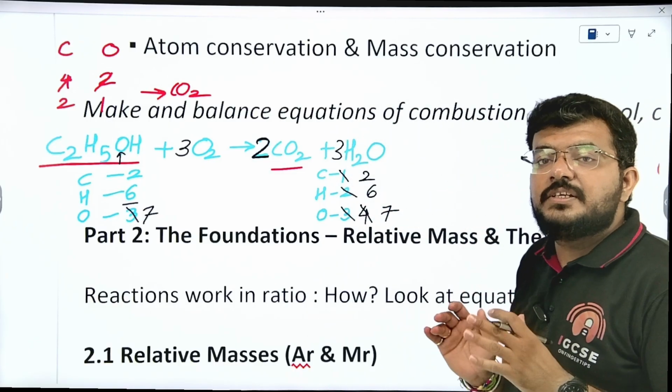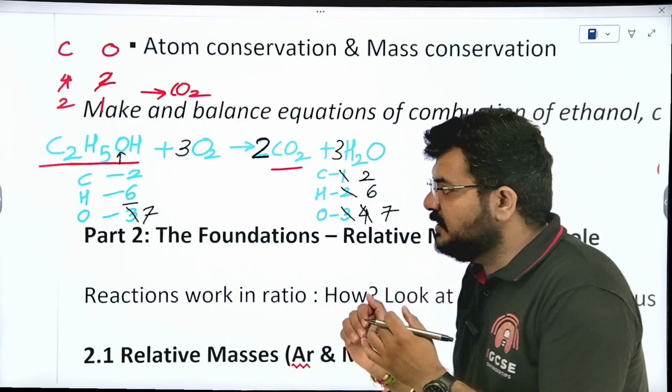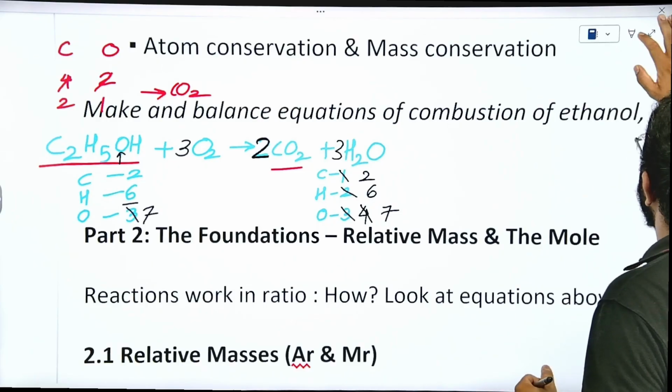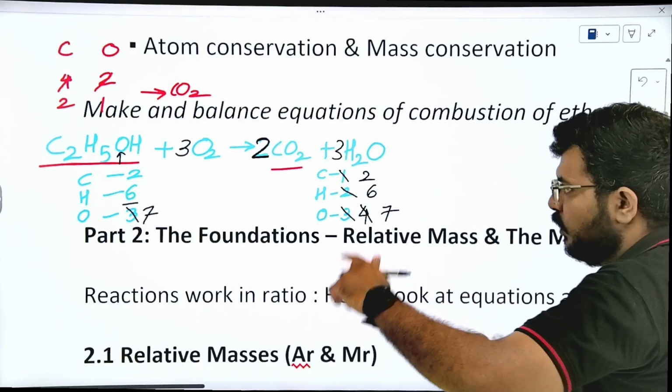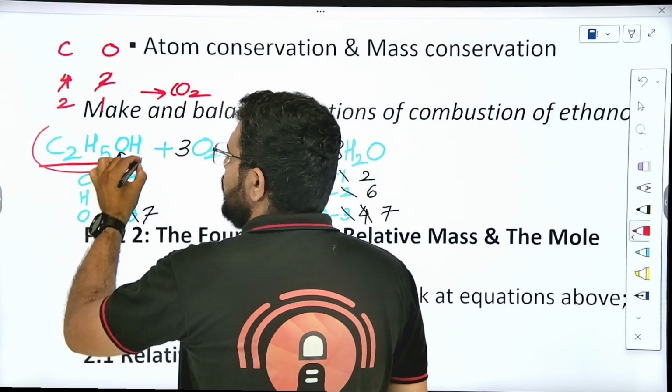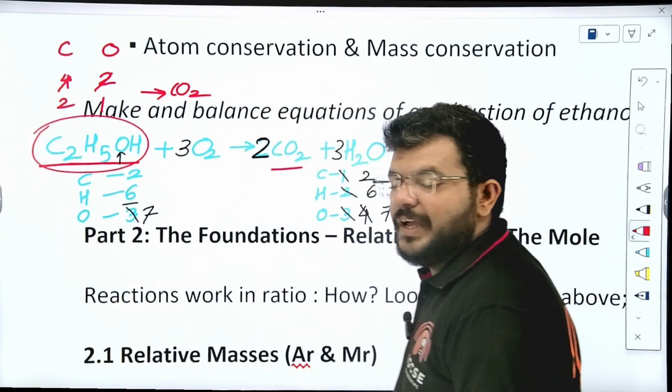You can pick any balanced equation from anywhere on the internet, from your textbook, from your IGCSE A-Level textbook. You will always find that a balanced reaction will tell you the same story. Now let me repeat it using something more that can help you understand this, right? So what do I have here? I have C2H5OH.